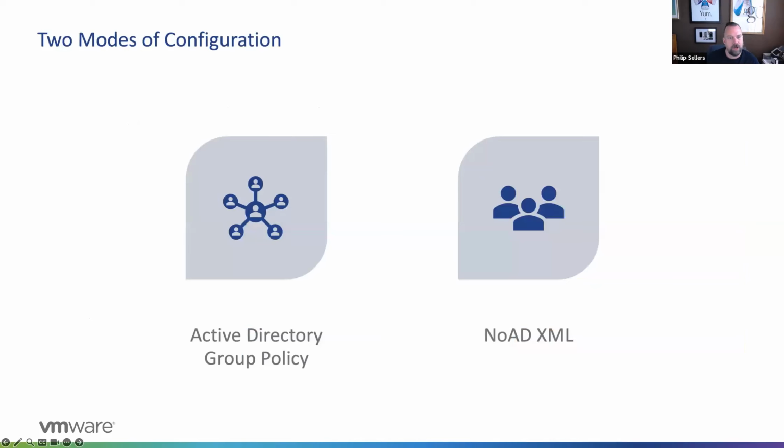So there's two modes of configuration. There is an Active Directory group policy, and then there's the no AD XML files. So two different ways that you can configure it. Traditionally most users have used Active Directory, but I certainly understand there's a lot of folks, a lot of companies moving away from internal AD to Azure AD to more modern management methods. For most VDI environments, we're still talking about AD connected. So I would expect probably 70% of users are going that route. And it's probably less than 30% using the no AD XML route.